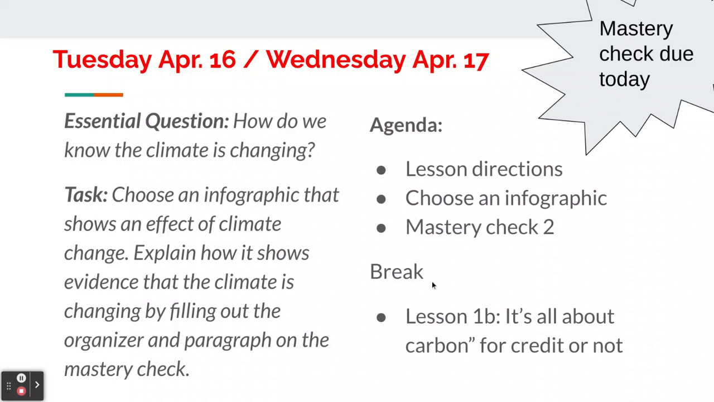You're going to take a break after 30 minutes, and then the last part of class, you're going to finish up Mastery Check 2 if you haven't completed it, and/or start on Lesson 1B. It's all about carbon, which you can get credit for or not.